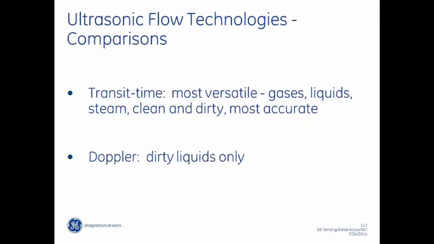So if we look at some of the comparisons, transit time is pretty versatile. We can deal with gases, we can deal with liquids, steam, clean and dirty, and it's a lot more accurate. Typically a clamp-on system can be 1% accuracy. That's very, very achievable. And in inline applications, easily 0.5%. In our custody transfer type meters, we're looking at 0.15% type accuracies. And with Doppler, they couldn't do gases. They were just dirty liquids only. They had to have that liquid, or that dirty liquid to actually operate correctly.